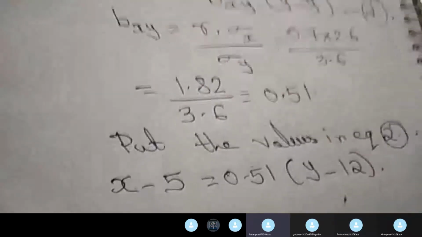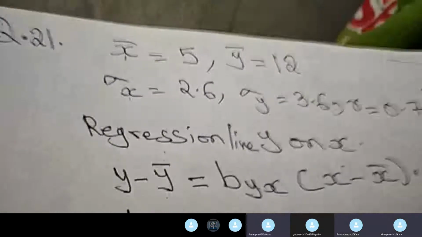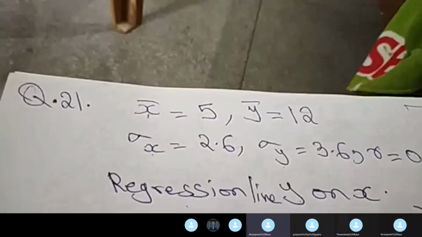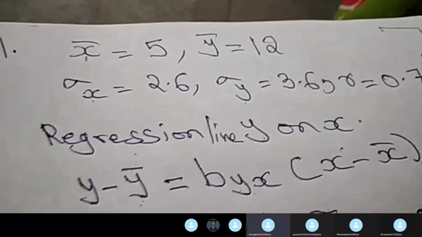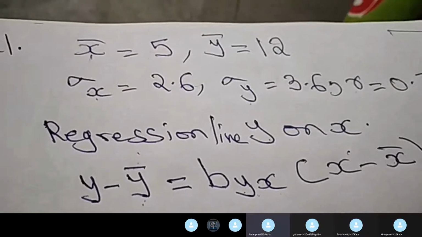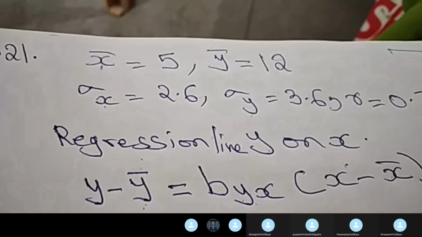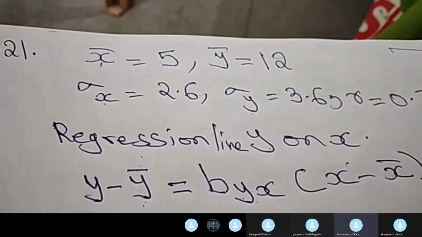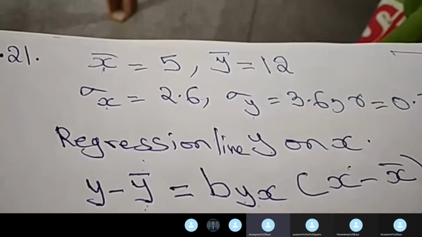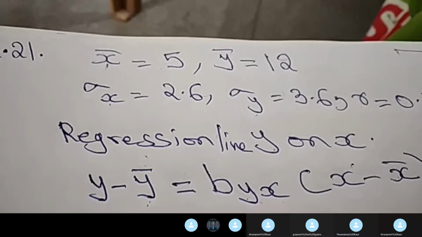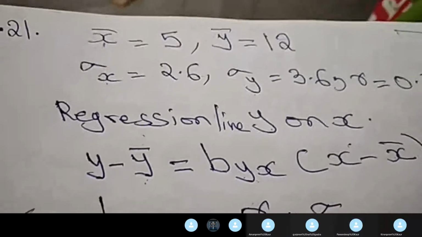Okay. Any doubts up till now, from starting to end? We were given 5 things: mean with respect to x and mean with respect to y, standard deviation with respect to x, standard deviation with respect to y, and correlation coefficient r. Our question was to find regression lines x on y and y on x, and the other two parts also we are going to solve.